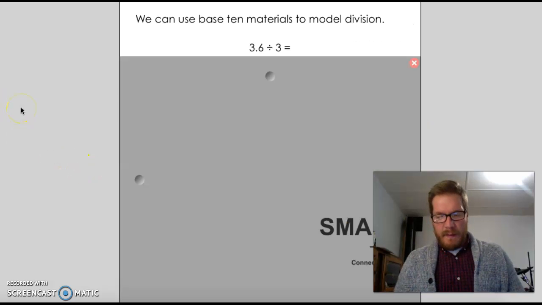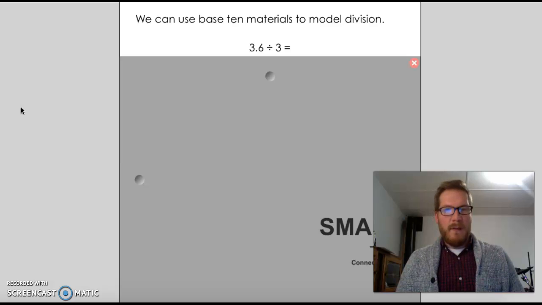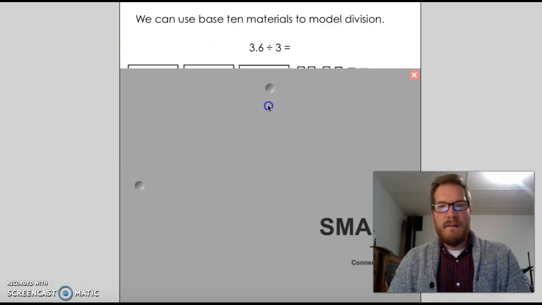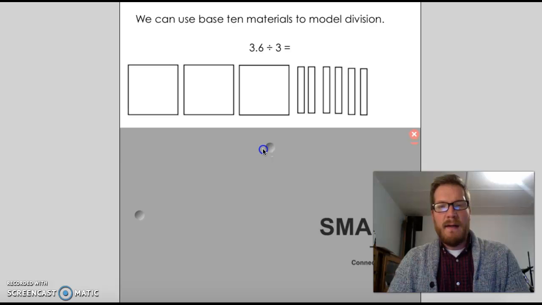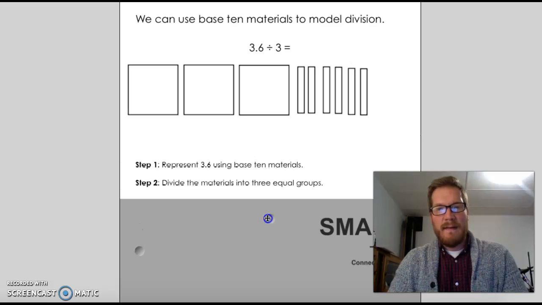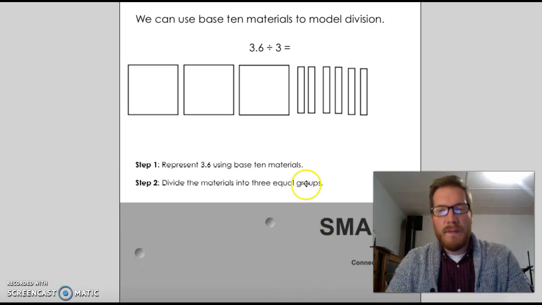All right, so where we're going to start is using our base 10 materials to model division of decimals by whole numbers that doesn't need any regrouping. And so we're going to use base 10 materials to model this division. And so here we have 3.6 divided by 3, and I've pre-drawn some shapes. So these represent the ones, and then these rods represent the tenths. And so it's 3 ones and then 6 tenths. So the first thing that we're going to do is we've represented the 3.6 using base 10 materials. The next thing that we're going to do is we are going to divide the materials into 3 equal groups.